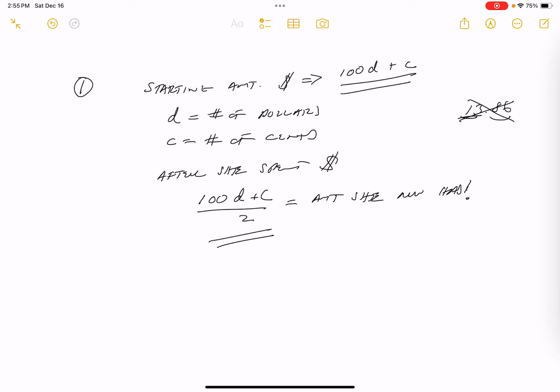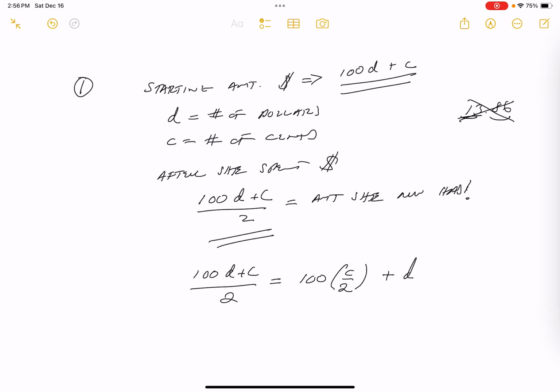That's after an hour. She spent some money. The number of cents she has now equals the number of dollars she started with. So let's write this down. The number of cents she now had equals the number of dollars she had, so that's going to be D. The number of dollars she now had was 1/2 the number of cents that she started with. Well, she started with C cents, so it's C over 2.